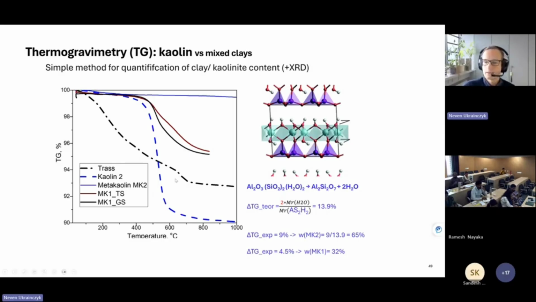But in the mixed clay, this is a bit more difficult, because then you also have illite, which has water loss at the higher temperatures. You also have carbonates at higher temperatures, so it's more difficult. But still, I would try to always do this TGA. It gives you this mass loss around 500, which gives you some indication of the amount of metakaolinite.